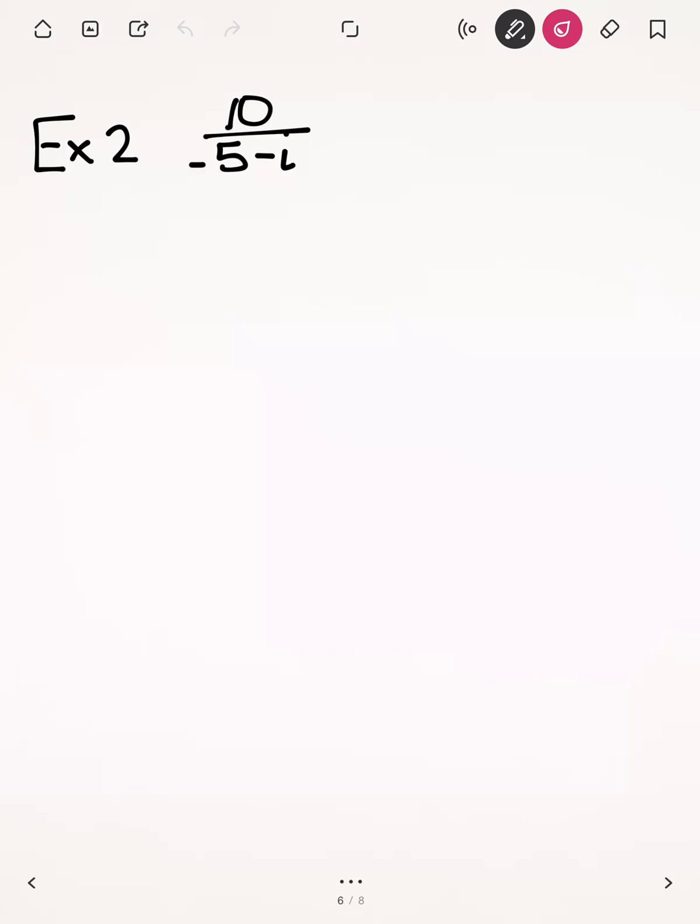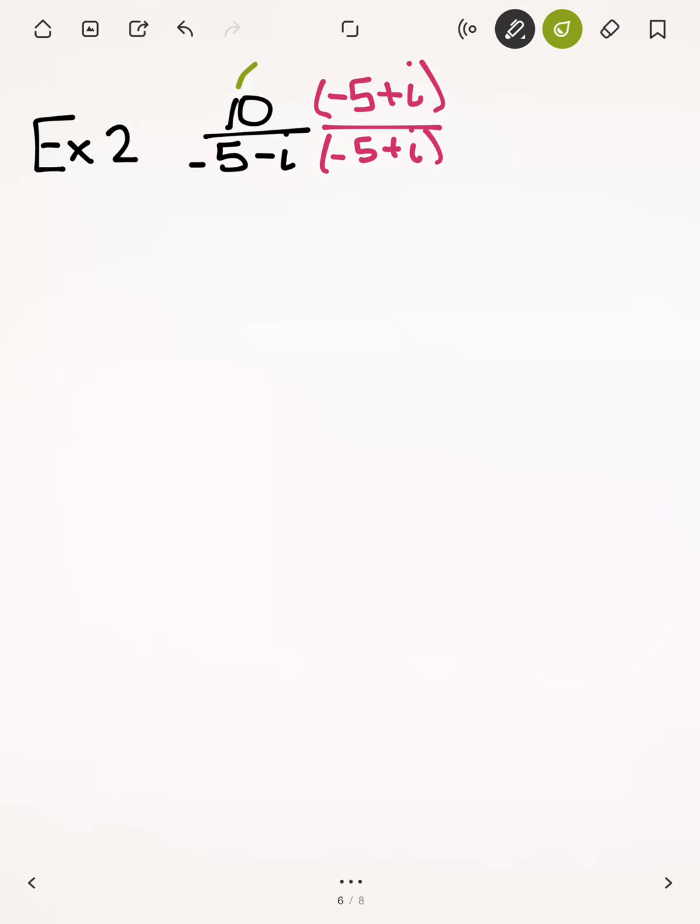Moving on to example 2. Now I have 10 divided by negative 5 minus i. So in order to divide, I have to multiply the top and the bottom by the conjugate of the bottom. So on the top, I'm going to multiply by negative 5 plus i. And on the bottom, I'm going to multiply by the same thing because whatever I do to the top, I have to do to the bottom. So I'm multiplying the top and the bottom by the conjugate of the denominator.